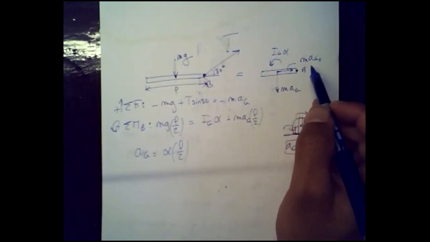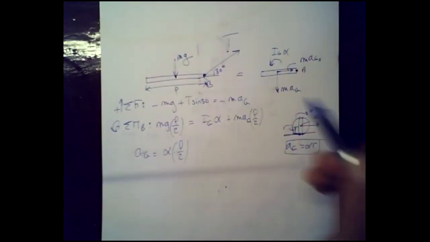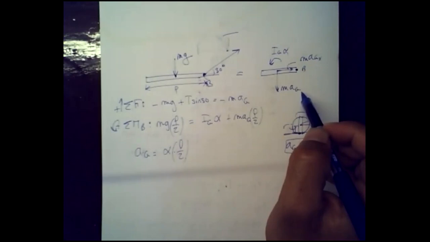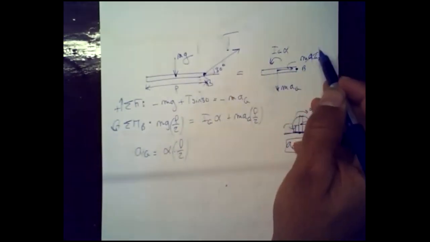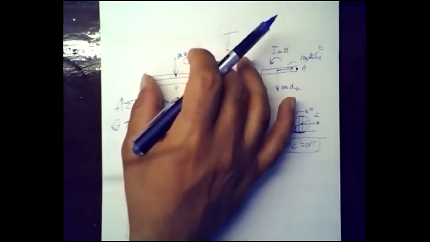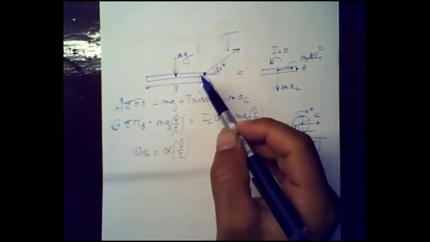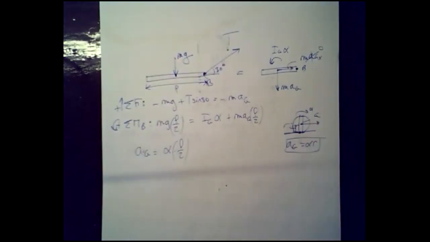But here basically MAGX is of no use to us, so that is why we're ignoring that. Ideally this would be MAGX and this would be MAGY, but in this case MAGX is not helping us because we are considering the movement at the initial point when you release it. If you were considering the movement at any other point, then this would be M omega square R, and then you would have to get R.